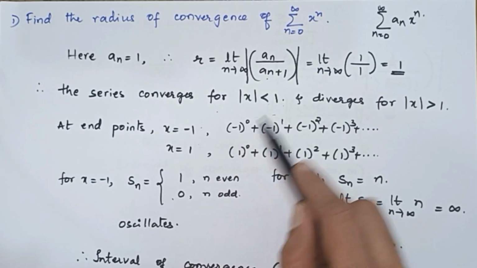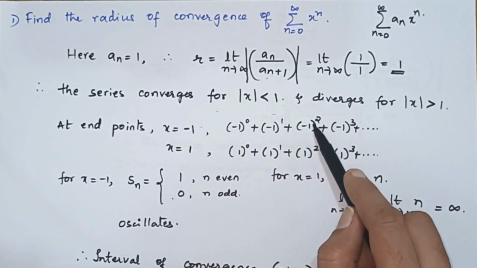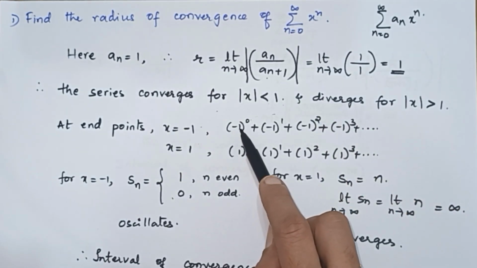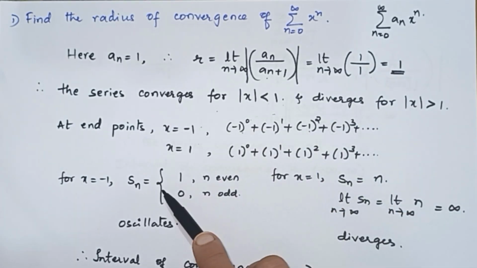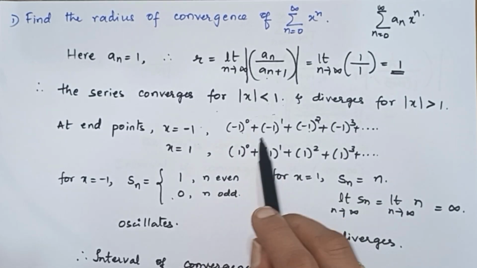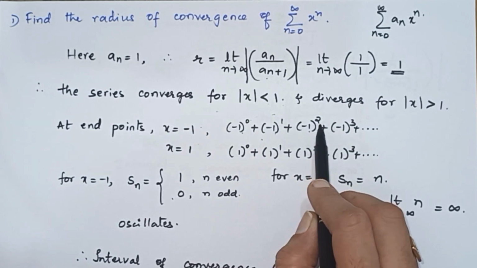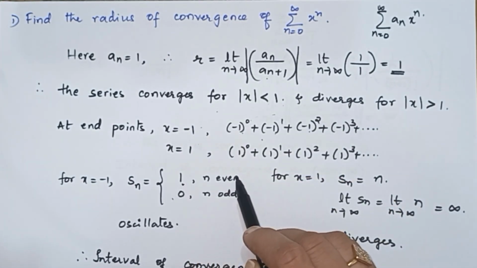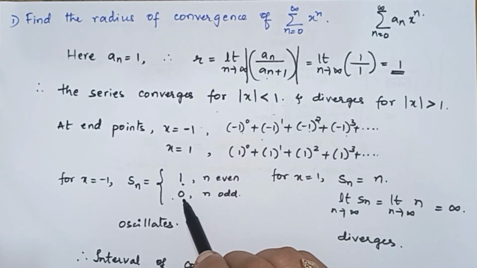At x equal to minus 1, the series becomes minus 1 power 0 plus minus 1 power 1 plus minus 1 power 2 plus minus 1 whole cube, and so on. So that gives you 1 minus 1, 1 minus 1. So it has different values. When n is even, like up to n equal to 2, the minus 1 and plus 1 cancel, and you will get the value of 1. When n is odd, all the terms will cancel, therefore you will get 0. It has two different values.